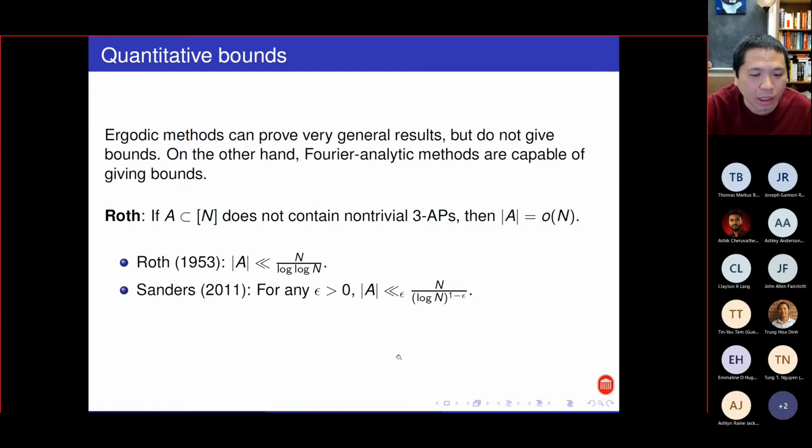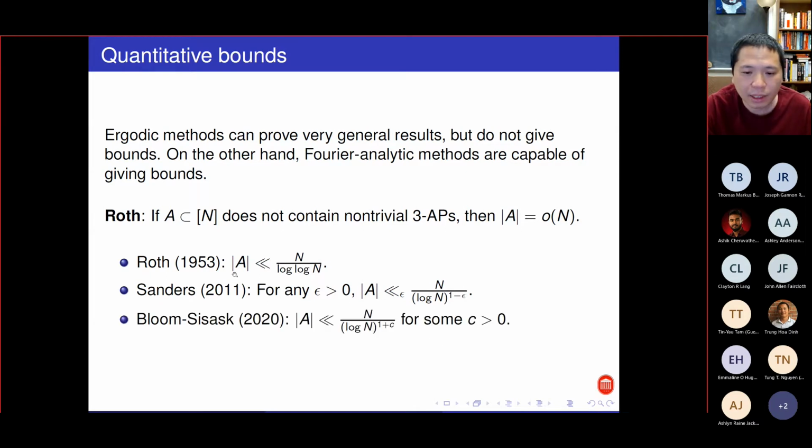It took a long time until we reached this bound. For any epsilon greater than 0, the size of A is smaller than n over a power of log n, where the power is slightly smaller than 1. So instead of a log of n, we have a power of log n. It also took considerable effort to get past this exponent of 1. But now we can do better: n over log n to the 1 plus c, for some constant c greater than 0.